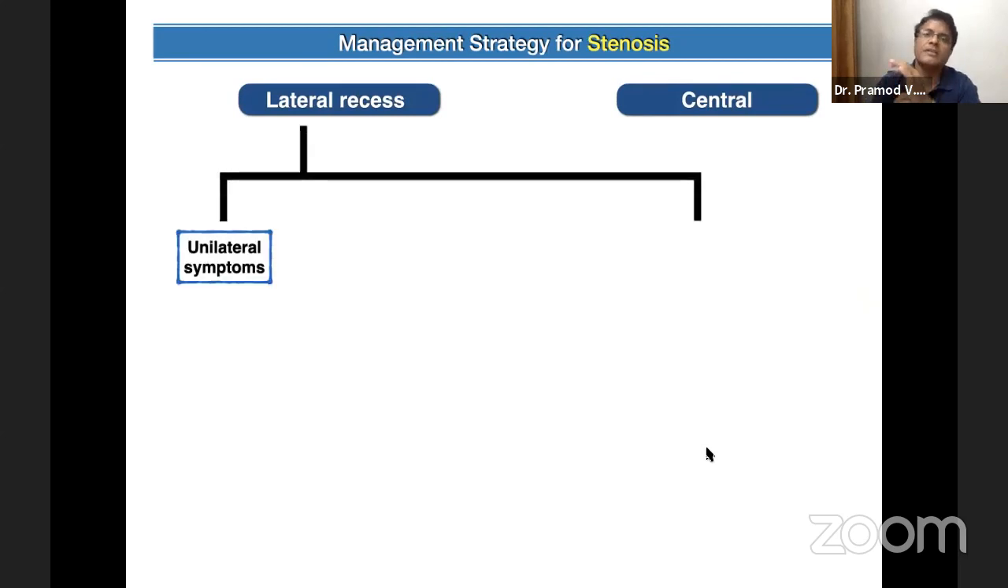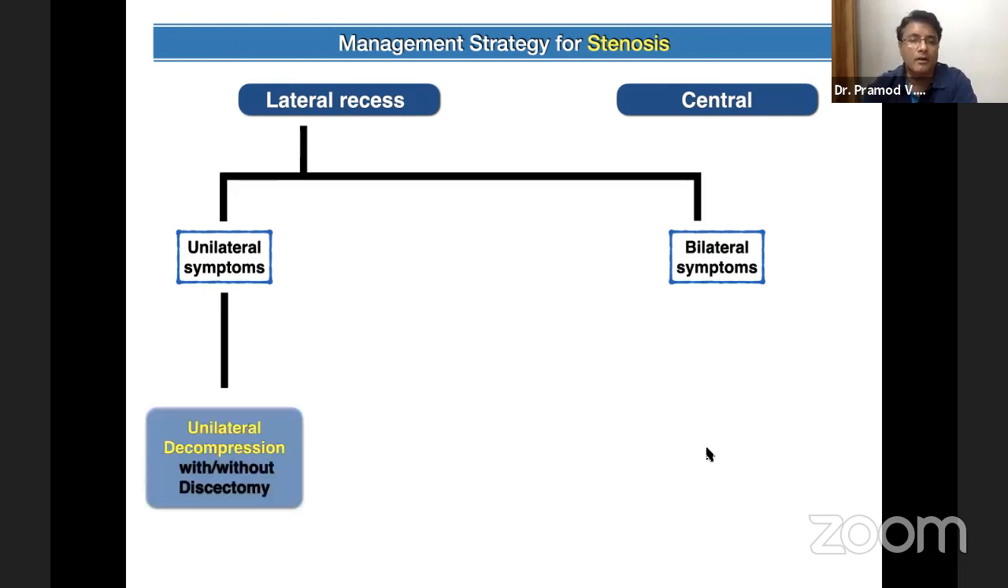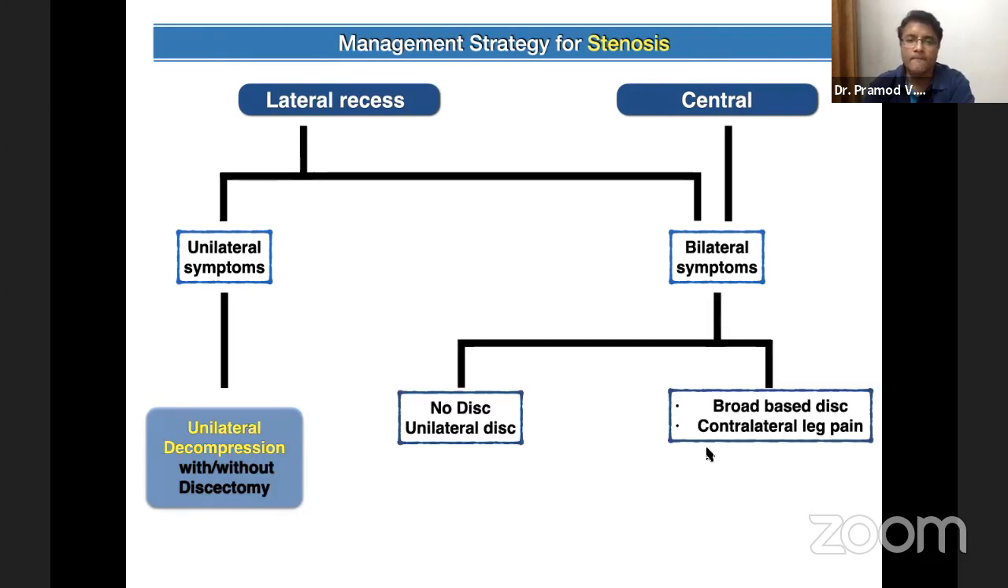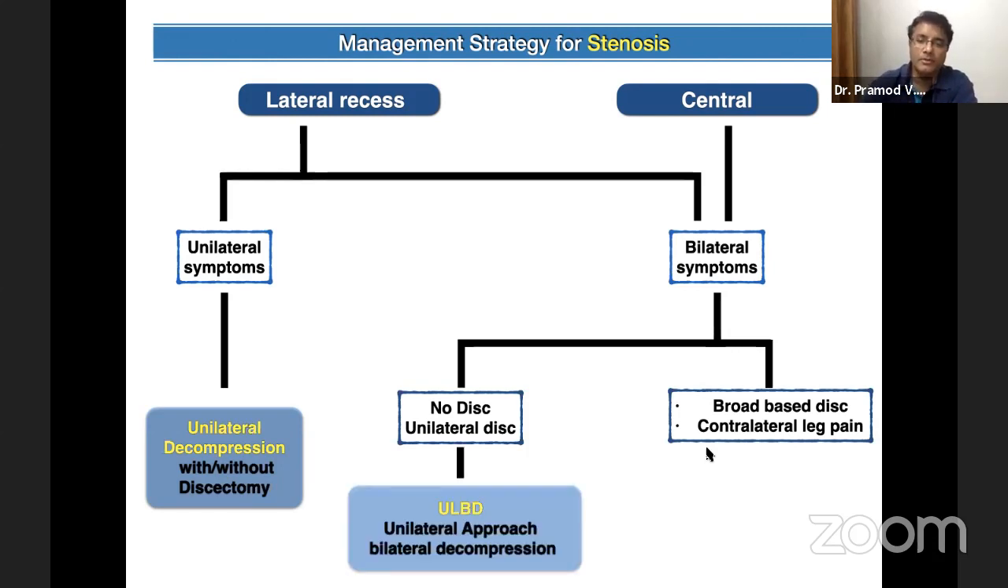So this is our management strategy for stenosis. If it is a lateral recess stenosis with unilateral symptoms, I usually do a unilateral decompression without discectomy. If it is needed, we do the discectomy. And for bilateral symptoms, having lateral recess stenosis or a central stenosis, if there is no disc or if there is a unilateral disc, then I always do the ULBD procedure, which is unilateral approach, bilateral decompression.